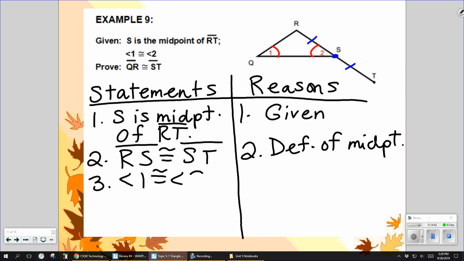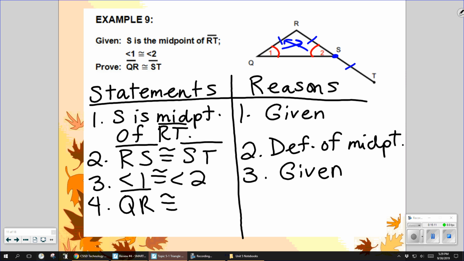All right, next, let's put the next given. Angle 1 is congruent to angle 2. That's given to me. And I'm trying to prove something about segments, not about angles. So how can I use angle 1 as congruent to angle 2 to come up with something about the segments? Good. You should be able to use the converse of the isosceles triangle theorem to state that QR is congruent to RS. So I can say that QR is congruent to RS because of the converse of the isosceles triangle theorem.